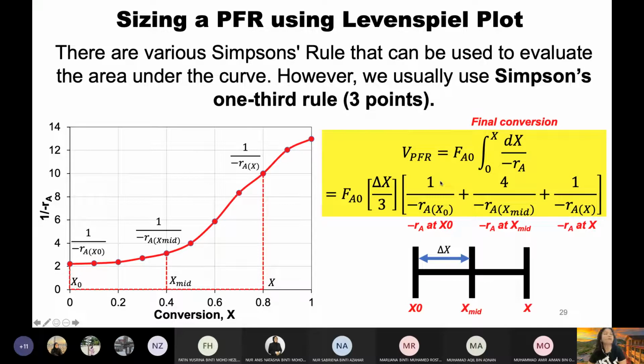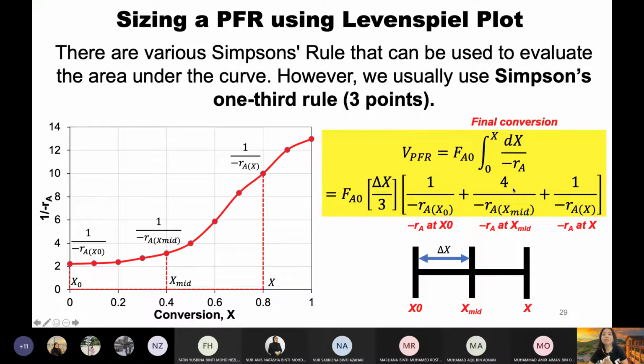So for PFR, because the area under the curve ni dah tak straightforward for us to calculate, we need to use Simpson's rule, or more exactly, we use Simpson's 1/3 rule untuk kira luas di bawah graph, which is equal, luas di bawah curve, the area under the curve, which is equal to the volume of the reactor. Okay, so that's what we did last week.